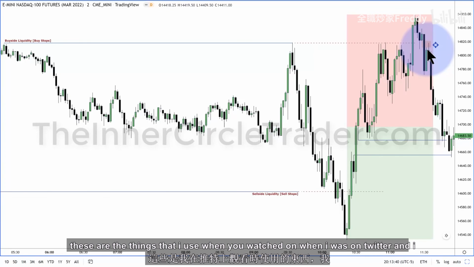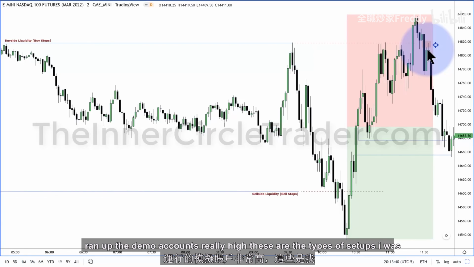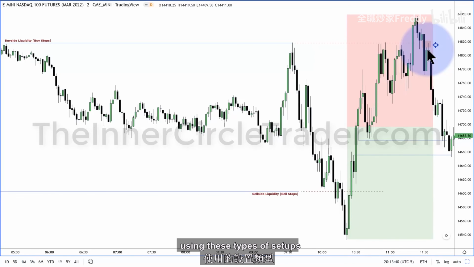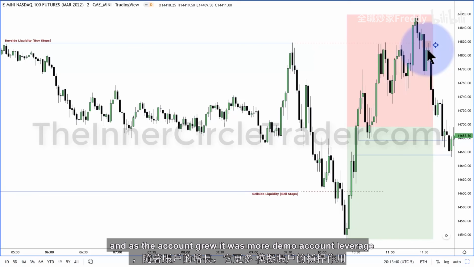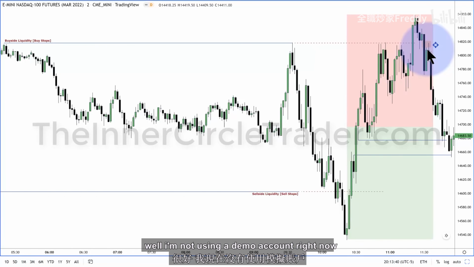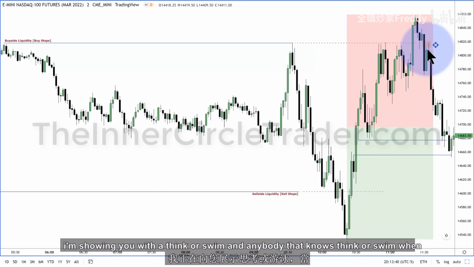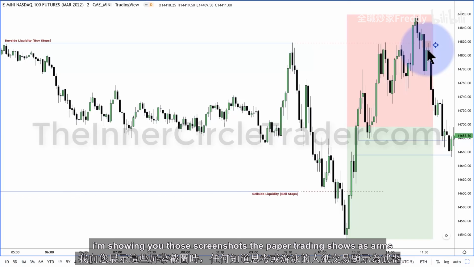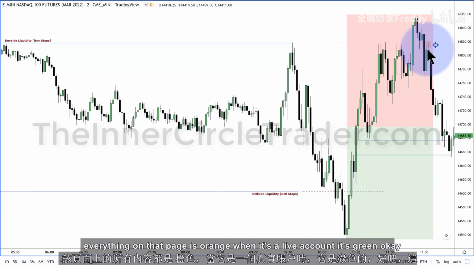These are the things that I used when you watched me on Twitter run up the demo accounts really high. These are the types of setups I was using, and as the account grew, it was more demo account leverage. Well, I'm not using a demo account right now. I'm showing you with Thinkorswim. And anybody that knows Thinkorswim, when I'm showing you those screenshots, the paper trading shows as orange. Everything on that page is orange. When it's a live account, it's green.